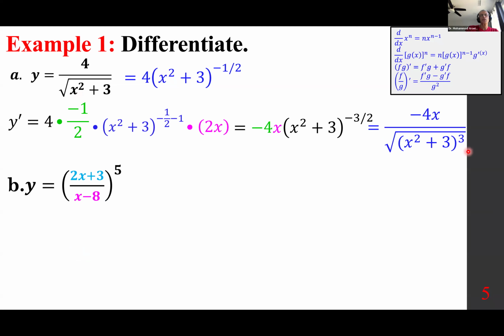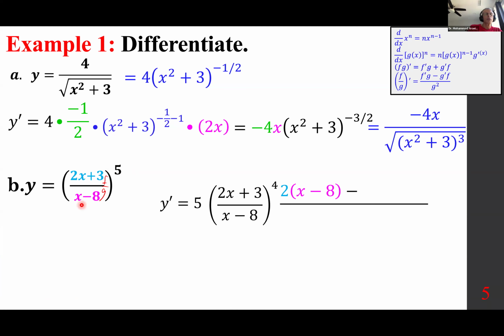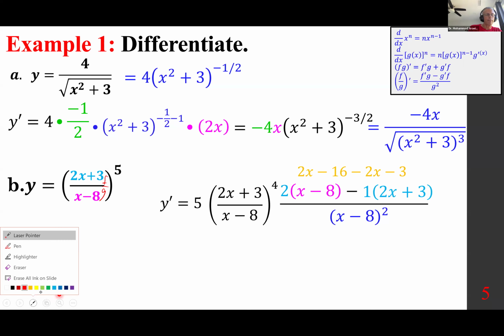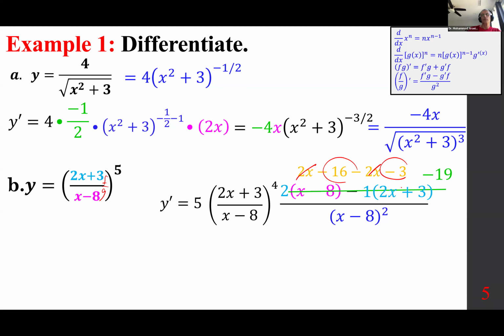This one also uses the extended power rule. First we use 5, then the same thing to the power of 4. And then this part uses the quotient rule. Let's say this is f over g. So f prime, which is 2 times g, which is x minus 8, minus g prime, which is 1 times 2x plus 3, over the bottom, which is x minus 8 squared. 2 times x, 2x, minus 16, minus 2x, minus 3, and we cancel these two. It adds up to negative 19.